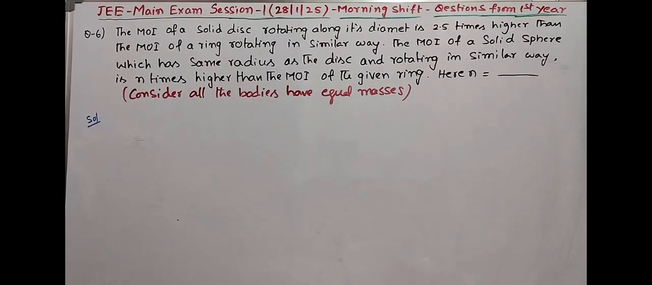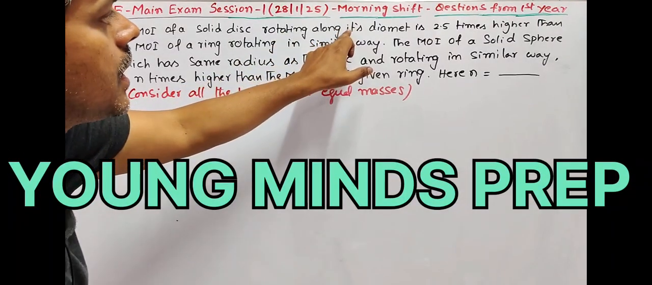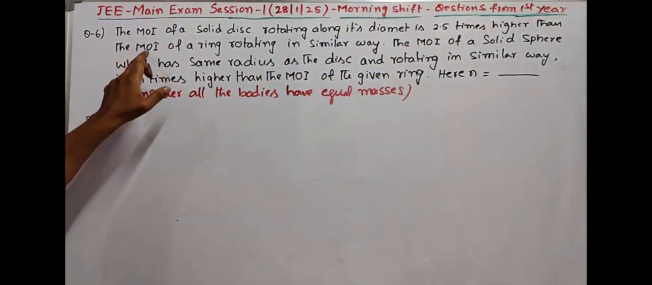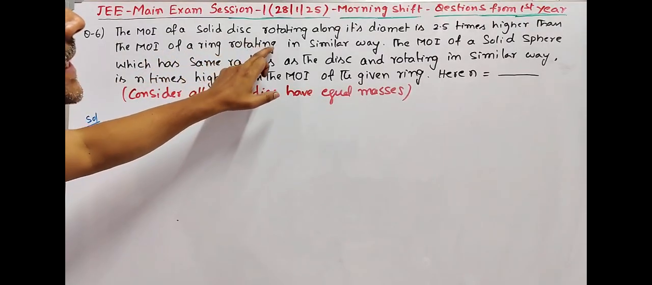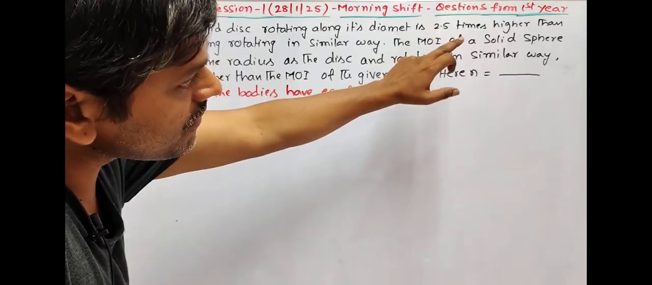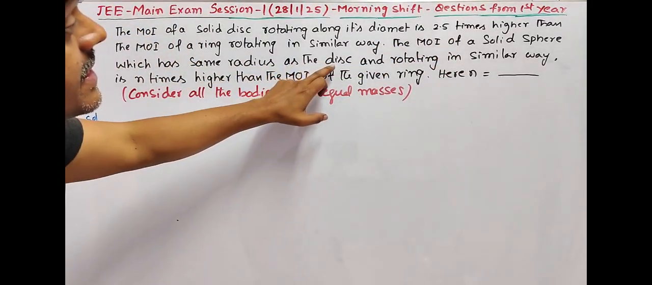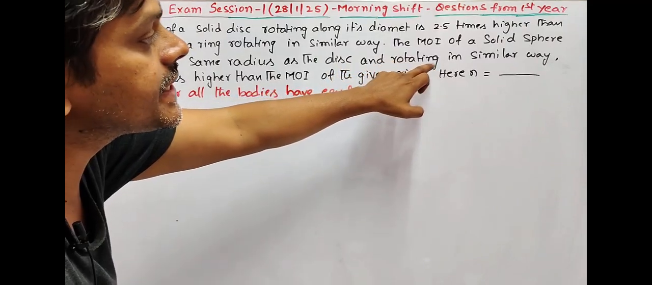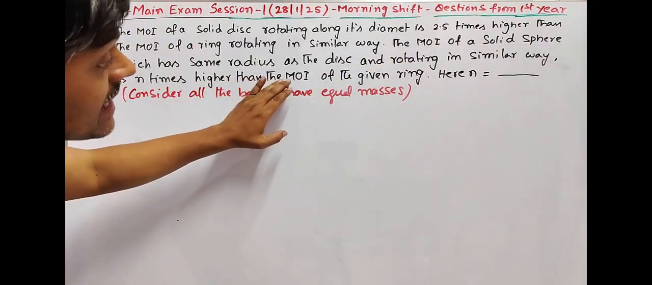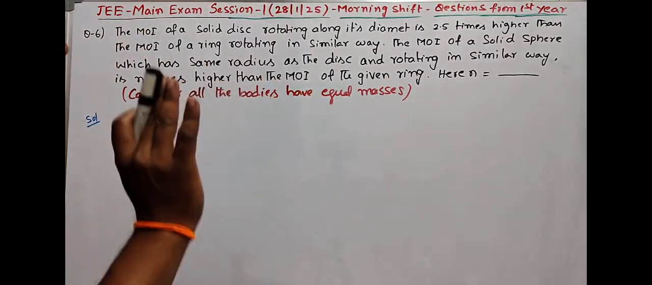Right, the sixth question. The moment of inertia of a solid disk rotating along its diameter is 2.5 times higher than the moment of inertia of a ring rotating in similar way. Next one is the moment of inertia of a solid sphere which has same radius as the disk and rotating in similar way is n times higher than the moment of inertia of the given ring. Here n is equal to what?